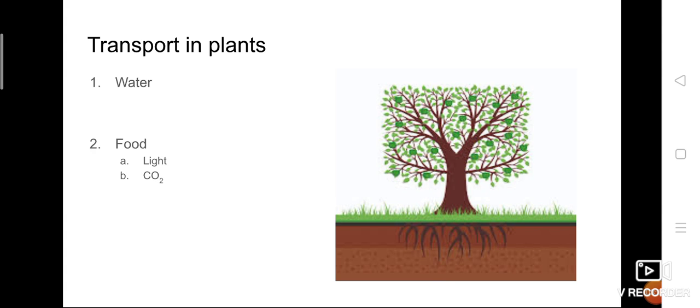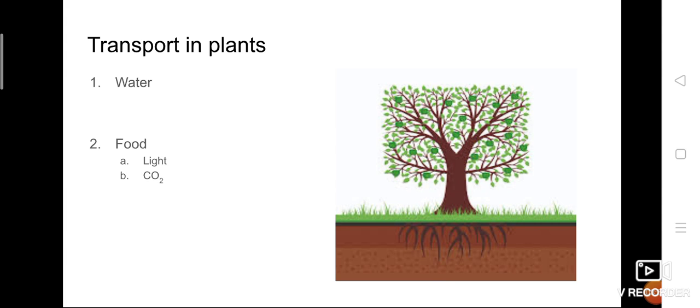When we talk about food, light and carbon dioxide are also included, because for the preparation of food, sunlight, water and carbon dioxide are needed. We already discussed water, so the remaining things are light and carbon dioxide. So basically light, carbon dioxide, chlorophyll, all these things are needed for the preparation of food. But when we talk about transport, we have to say only water and food, because these are the two things which are needed by each and every part of the plant.